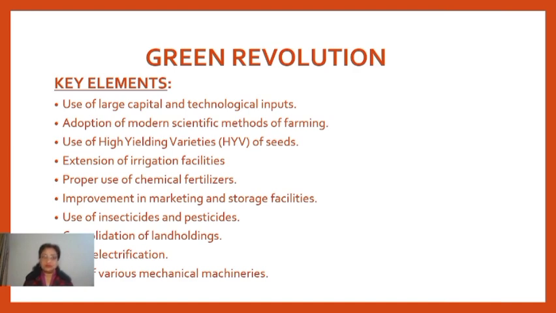And this was a revolution in which HYV seeds were used on a large scale for the first time. HYV seeds means high yielding variety seeds. These were the seeds which were developed, or you can say the hybrid seeds. These seeds were able to give a lot of production. Total production was increased a lot because of their use.